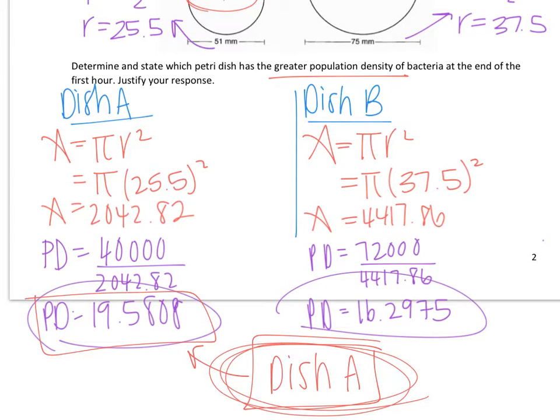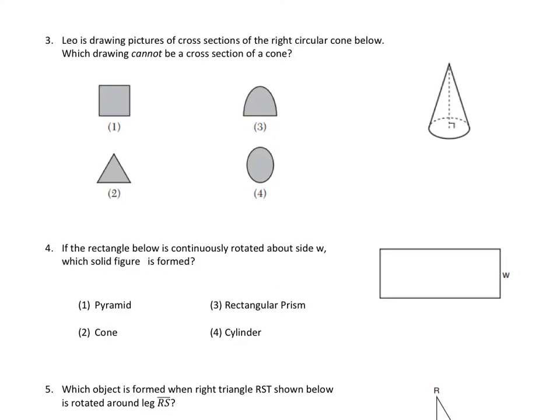Flip it over. We got a couple questions about cross sections and revolutions. Number 3, 4, 5, and 6 come from the Common Core exam, so be prepared. You could see something similar to it when you take it yourself.